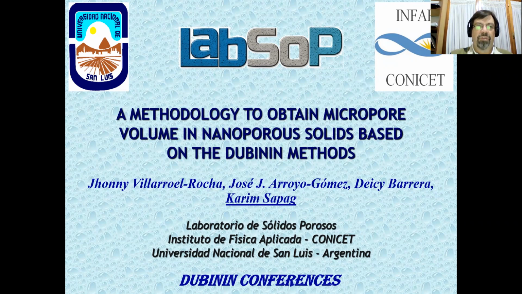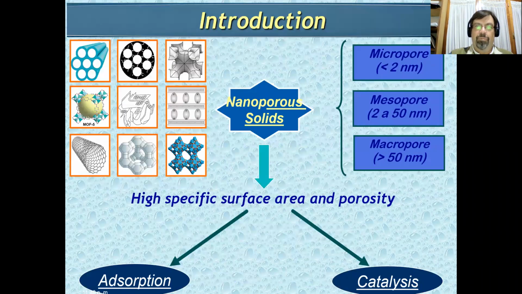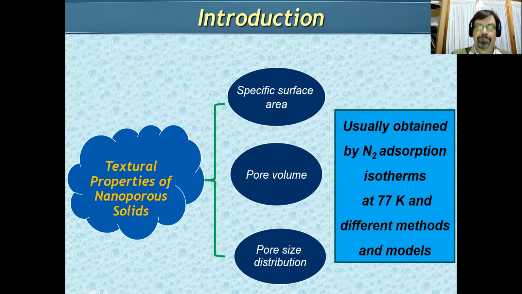I'm going to talk about a methodology to obtain microporous volume in nanoporous solids based on the Dubinin methods. Nanoporous solids are classified following the IUPAC in micropores, mesopores, and macropores. With high specific surface area and porosity, they are very interesting materials for applications like adsorption and catalysis.